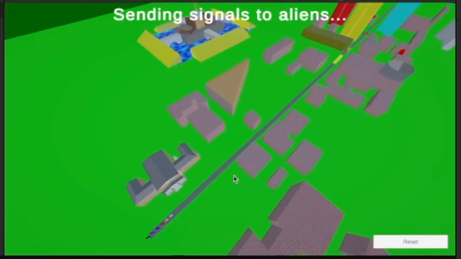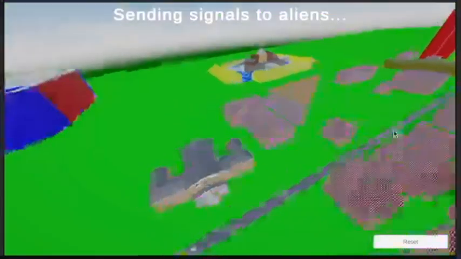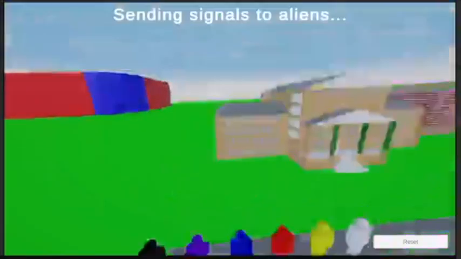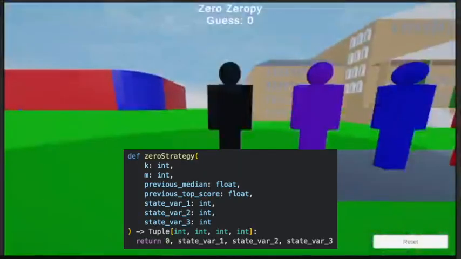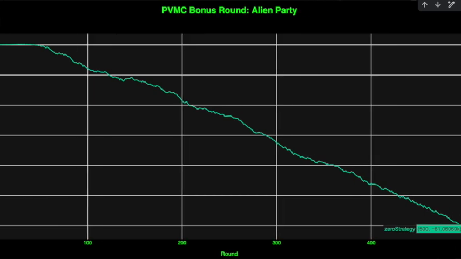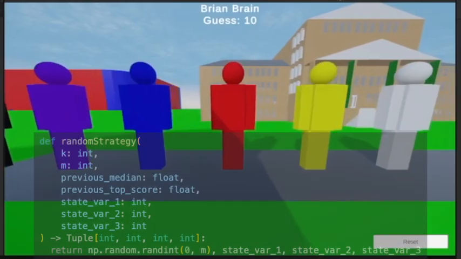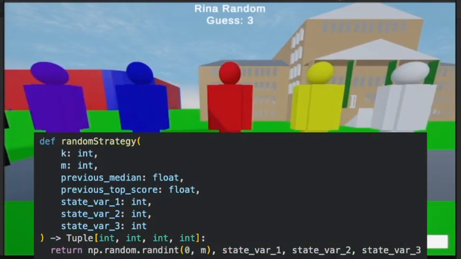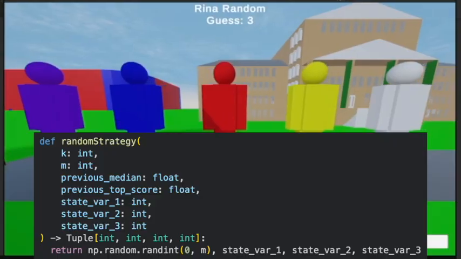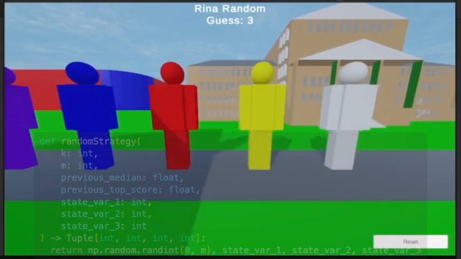PBMC provided 5 base strategies for Alien Party, so let's analyze 4 of these for the one-round case. The 0 strategy simply puts 0 every round. This is usually not a good strategy. The random strategy picks a value between 0 and M-1 both inclusive. This is slightly better than the 0 strategy, but it's still not that good.